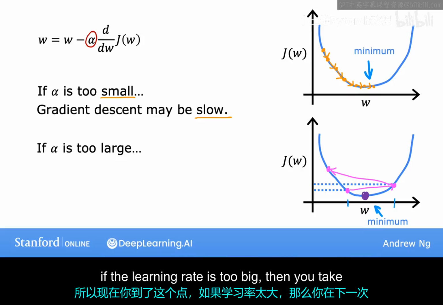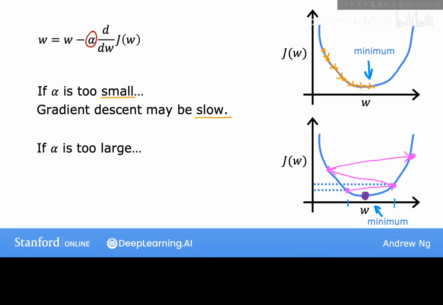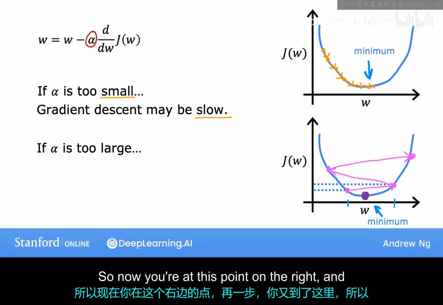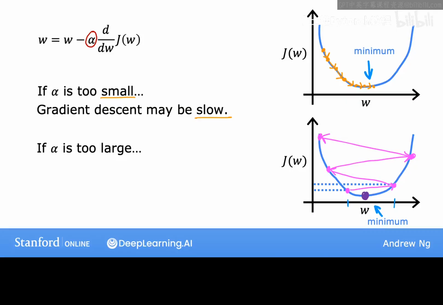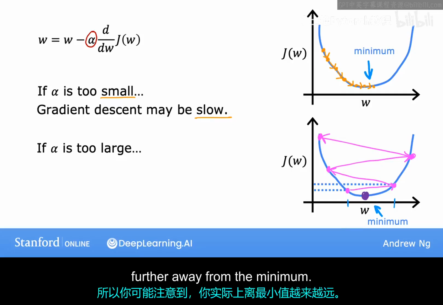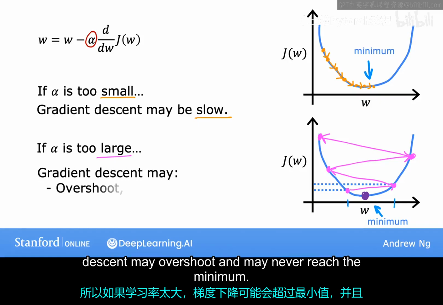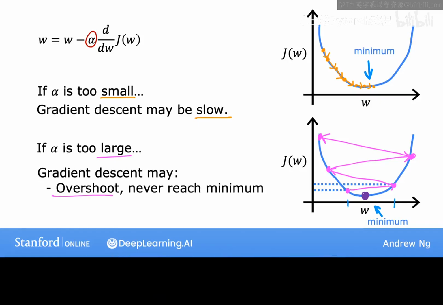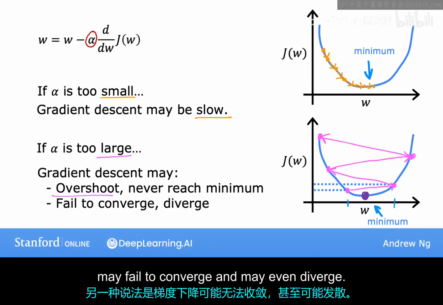And again, if the learning rate is too big, then you take another huge step at the next iteration and way overshoot the minimum again. So now you're at this point on the right, and one more time, you do another update and end up all the way here. And so you're now at this point here. So as you may notice, you're actually getting further and further away from the minimum. So if the learning rate is too large, then gradient descent may overshoot and may never reach the minimum. And another way to say that is that gradient descent may fail to converge and may even diverge.